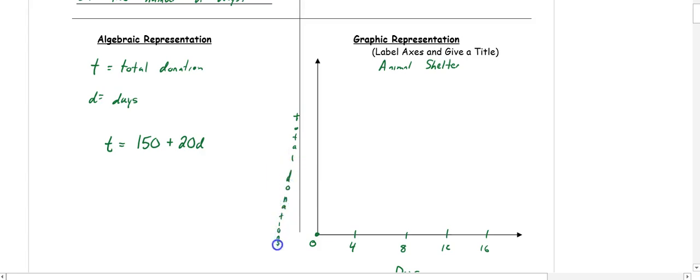by 50s. So I have 50, 100, 150, 200, 250, 300, 350, and 400. So when I go to plot my points then, I'm just going to do my best to estimate a little bit. So at 4 days it was 230, so 4, 230, we're going to put a dot. At 8 days it was 310. And then at 12 days, it was 390.